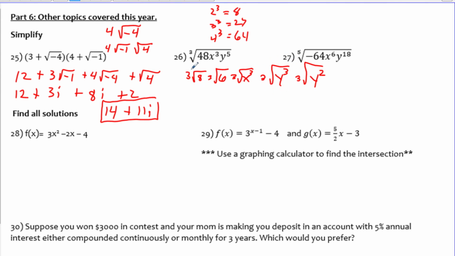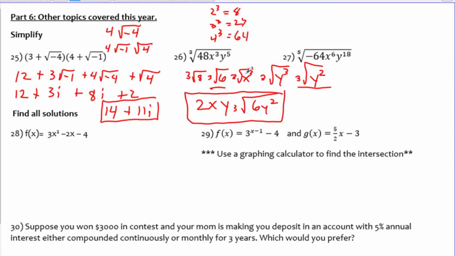So let's now simplify. The cube root of 8 is 2. The cube root of x cubed, I divide this 3 by the index, and I'd say that's x to the first. I can do the same thing with this y to the first. And then these two pieces right here I could not simplify because they are not perfect cubes. So I'm going to put those back together, 6y squared, underneath the radical. Okay, so 27 works the same, except you're going to use multiples of 5 for the index, and you're going to use only perfect fifth powers when you're breaking up 64.